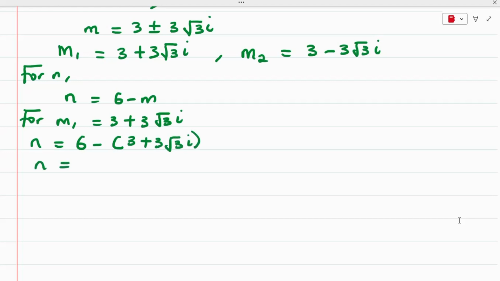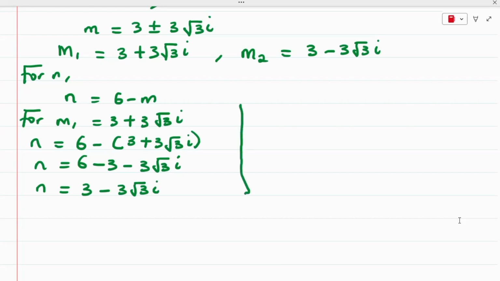So n is equal to 6, multiply the bracket by the negative sign, we have minus 3 the square root of 3i. So n is equal to 6 minus 3, which is 3, minus 3 multiplied by the square root of 3i. So we have been able to solve for the first part.